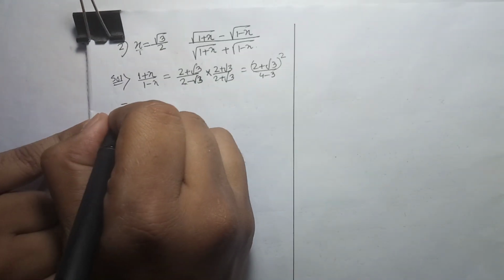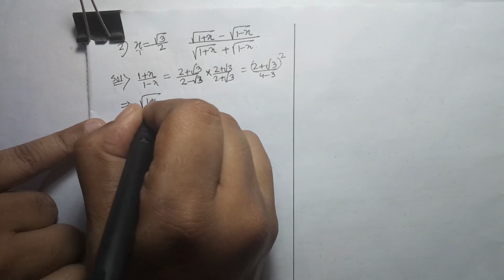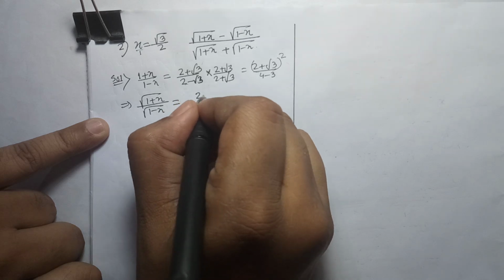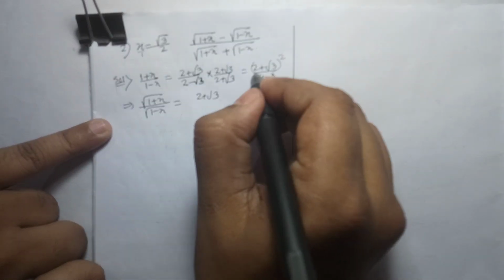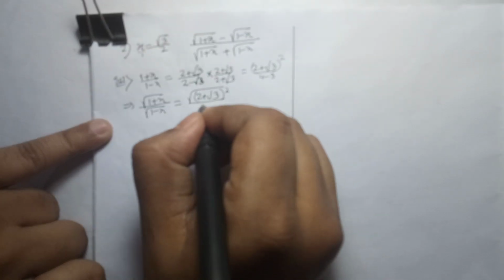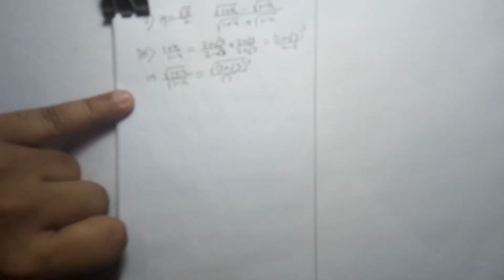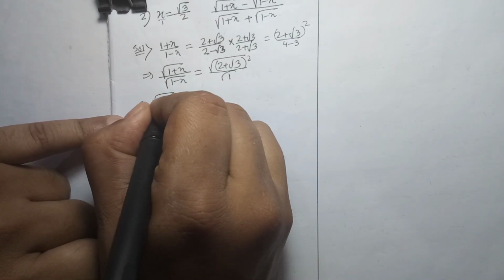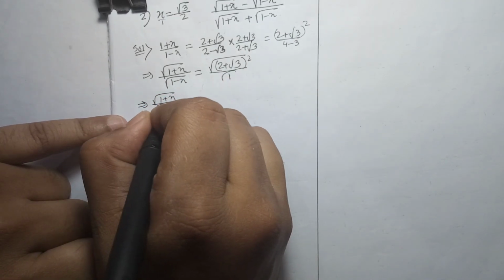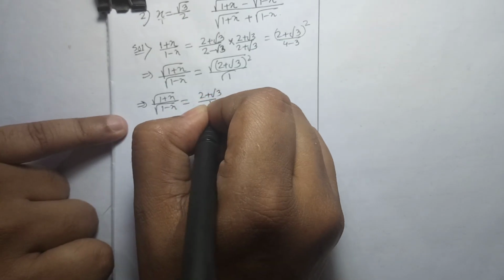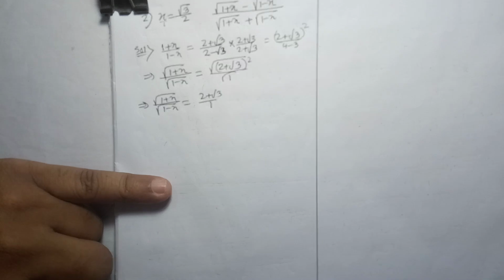Now I take root over of 1 plus x by root over of 1 minus x is equal to 2 plus root 3 root over of a square by root over of 1. So this gives me root over of 1 plus x by root over of 1 minus x is equal to 2 plus root 3 by 1, isn't it?